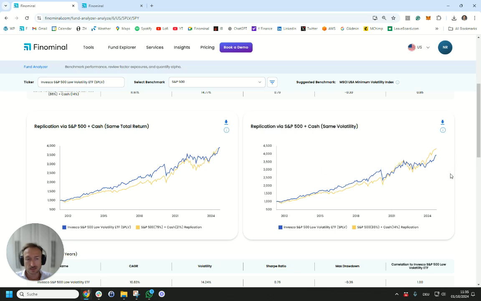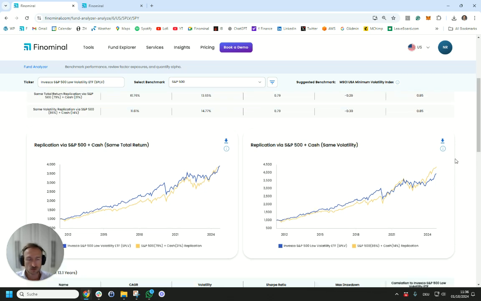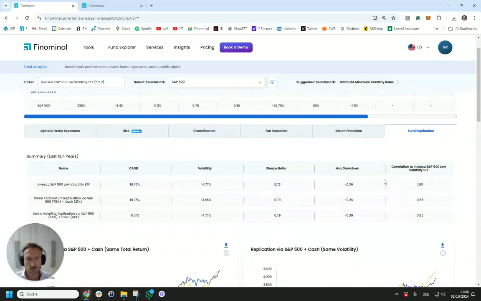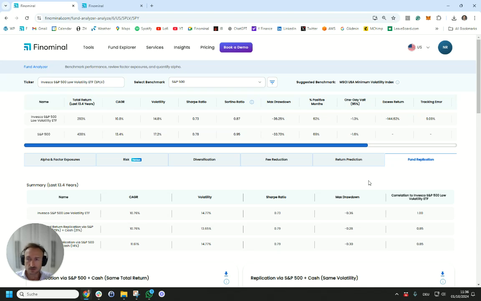targeting the same volatility as SPLV, but we're simply using the S&P 500 and cash as building blocks. And in this case, actually, you see that you could have simply replicated the SPLV product with the same volatility, just using 86% and investing in S&P 500 and having 40% cash, and you would have had a higher return. But as mentioned, this is more useful for alternative strategies.